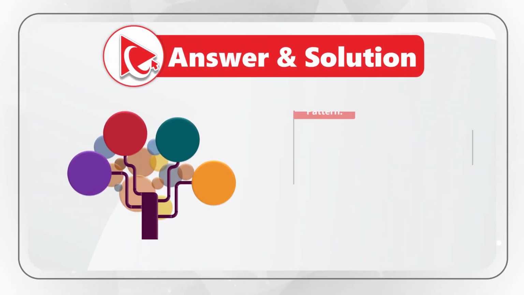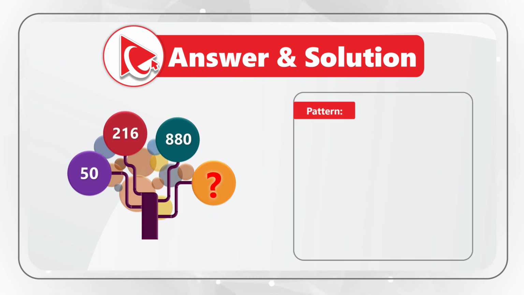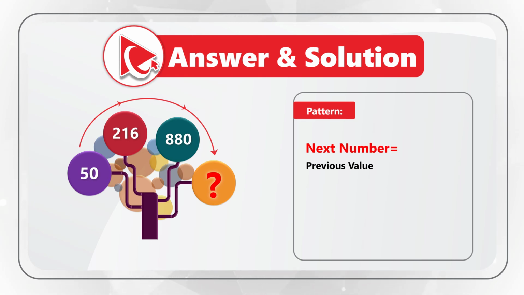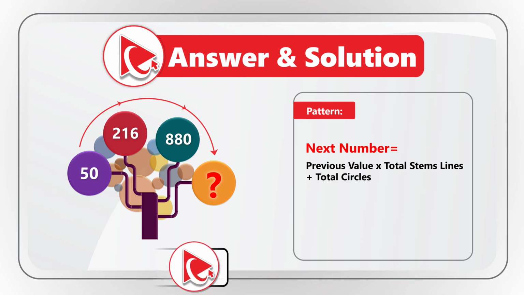The pattern here is rather simple, but it takes a little bit of time to detect it. If we start from the left, from the smallest number, and go clockwise, the next number is calculated as a previous value multiplied by the total number of lines plus total number of circles. Let's look at the example.